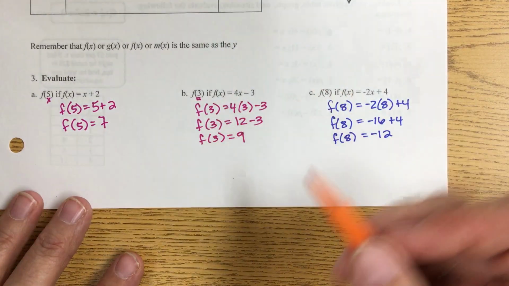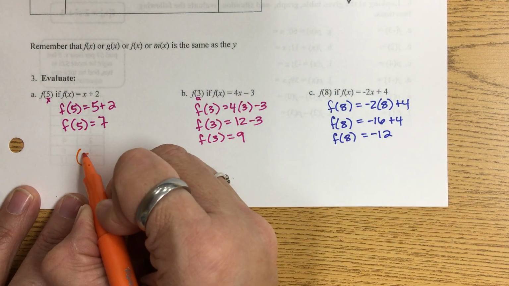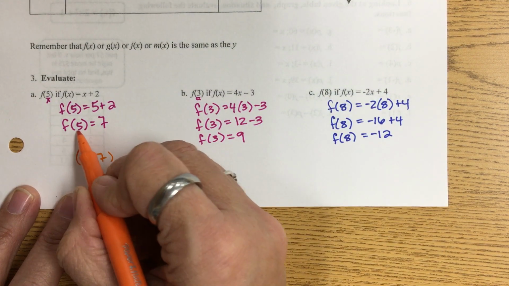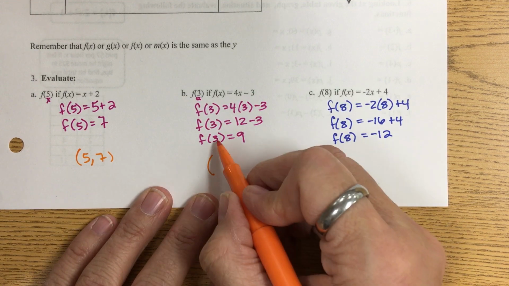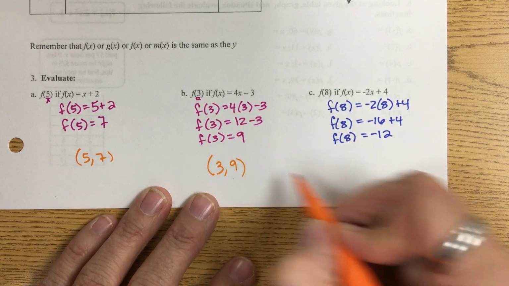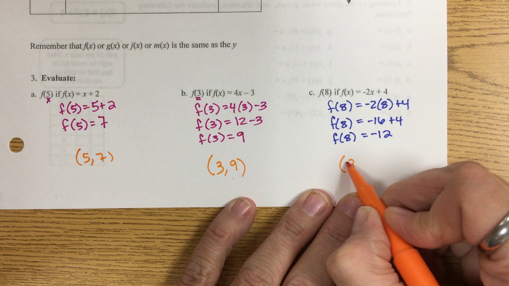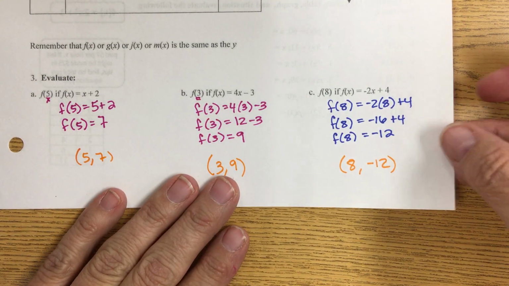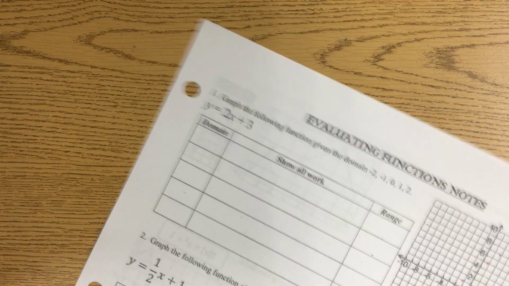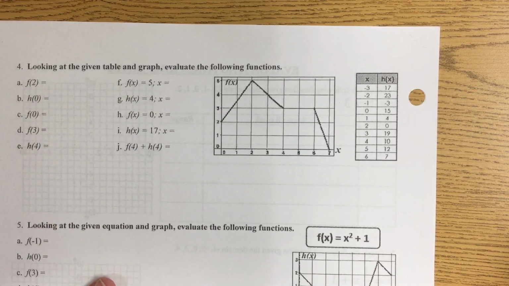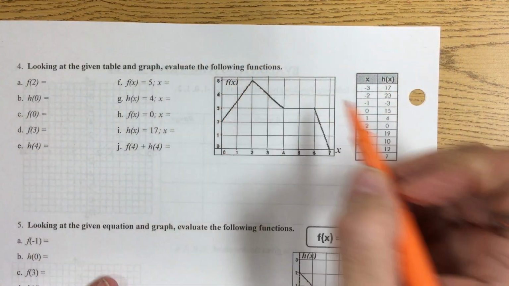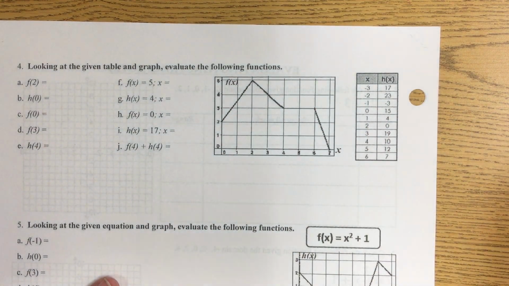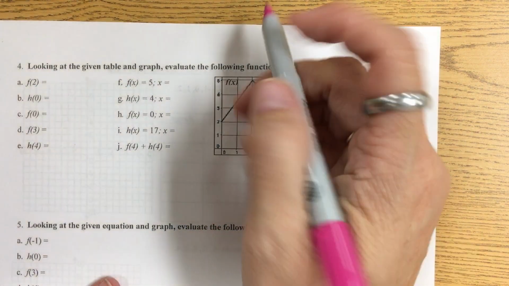Now, up above, we did ordered pairs with them. So we can see the ordered pair 5, 7 in here. We can see the ordered pair 3, 9 in here. And then we can see the ordered pair 8, -12. So now I would like to go to the back side of our notes. Here we are. And the first thing I want you to notice is the fact that there are 2 different functions here. I'm actually going to use this one.